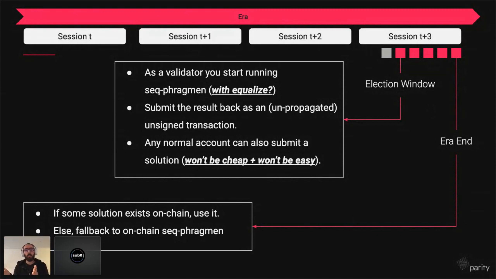If we have received a good solution, we use it. If not, we fall back to the previous method. And the submission of solutions has two variants, signed and unsigned. Signed means that any user, me, you, anyone can submit a solution, a transaction, and claim and hand in a solution. There's a long verification process that I'll talk about.